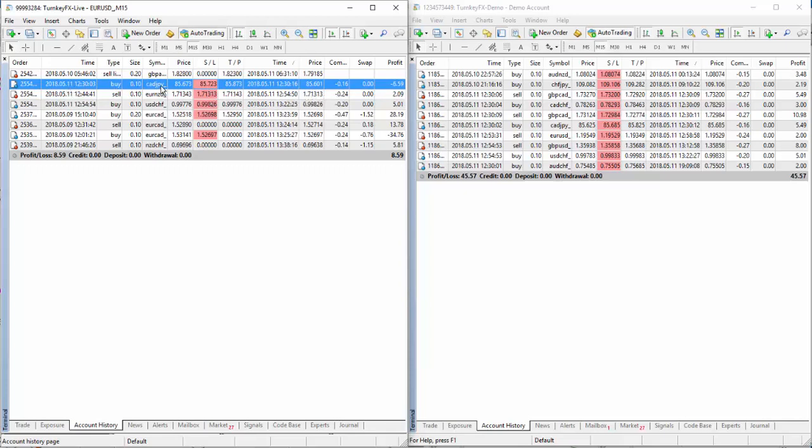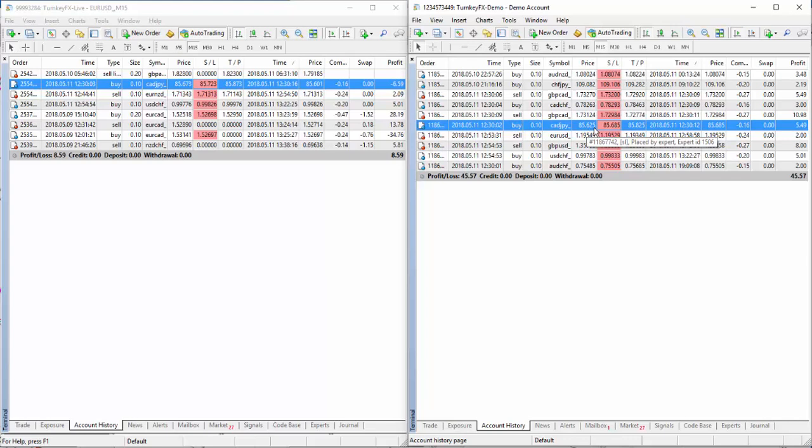Now, this trade in the live account did have a counterparty trade in the demo account, and it would be this trade right here. Now, you can see that the prices do not open up at exactly the same number in the demo and the live account. In the live account, this trade opened at 85.673, and in the demo account, it opened at 85.625.